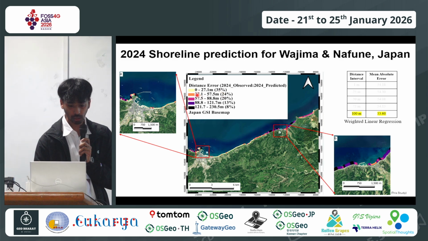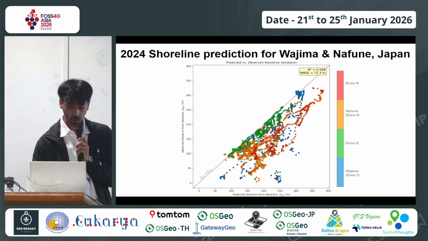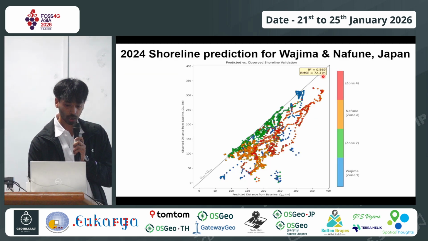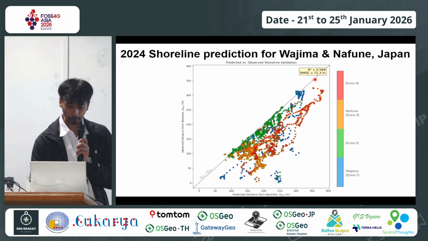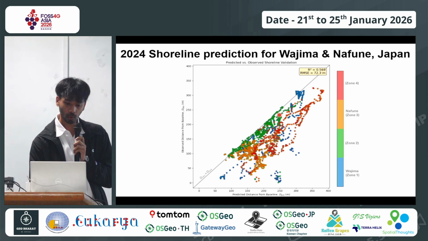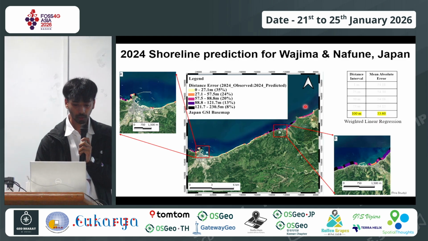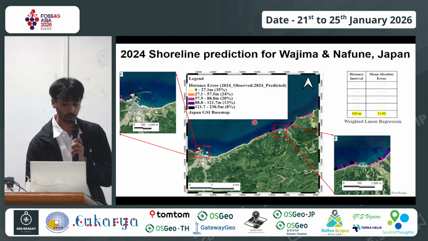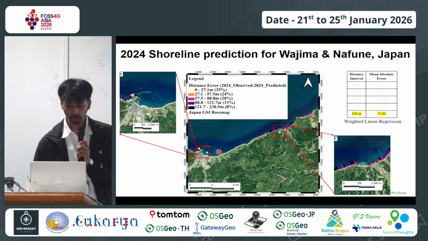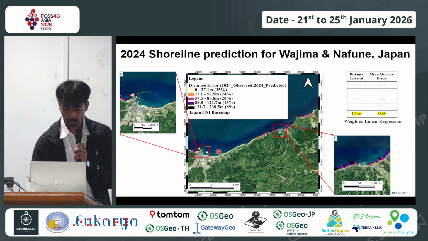And the rest, from 27 to 230 meters, shows how far off the prediction is from the observed. Now from the scatter plot also we can see the R square is around 0.56. So most of the zones' points are outlying. Only zone 2 is a little bit closer, and some parts of zone 1, which is Wajima. Now the error that this has provided, in the next slide I'll show you how it is relevant.